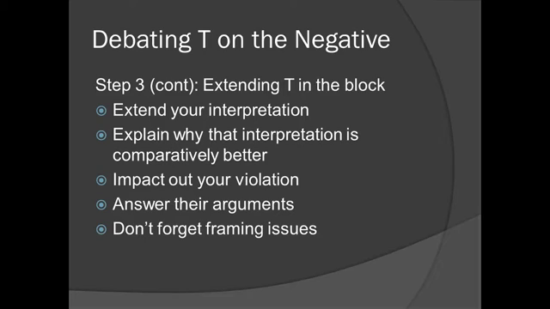Then you want to make sure that you answer the 2AC arguments in a line-by-line fashion, right? So making sure that you are addressing their counter standards, talk about why your interpretation is better than the interpretation they provided, etc. And don't forget your framing issues. You want to have a reason why the judge should evaluate topicality through the lens of competing interpretations over reasonability.